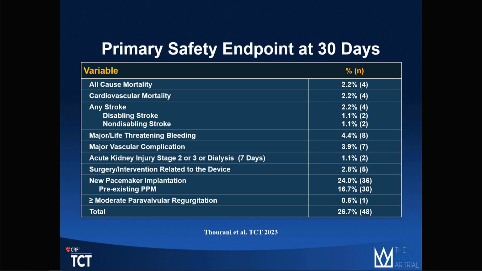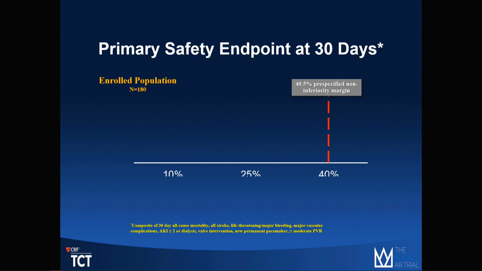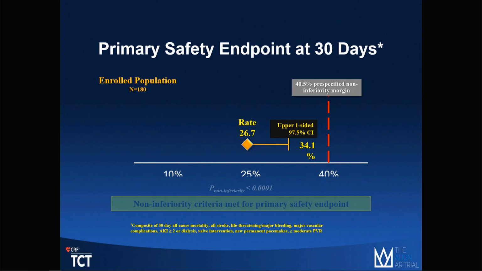Pacemaker rate is about 25%, 16 to 24%, depending on how you look at it. And look at the rate of moderate or paravalvular regurgitation, almost zero. So you've seen a major improvement with dedicated valves versus non-dedicated valves. I'll just show you overall that this met the primary safety endpoint. This is the data that the FDA will be looking at in the United States.